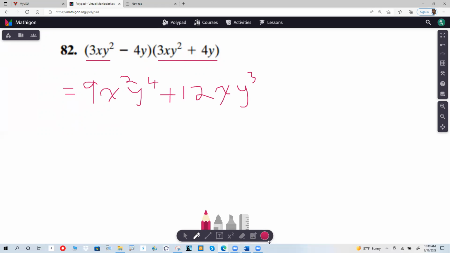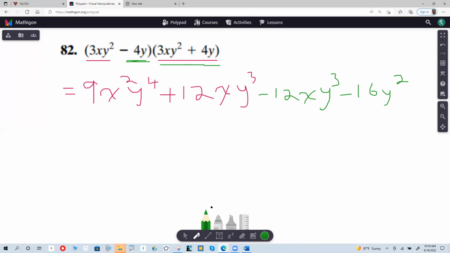That's the red part. The green part is this guy times the same whole thing here. And what do we get? Negative 4 times 3 is negative 12 x y cubed. X times 1 is x, y times y squared, y cubed. Negative 4 times positive 4 is negative 16 y squared.